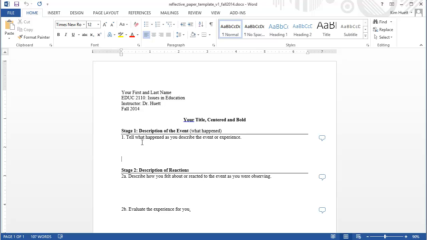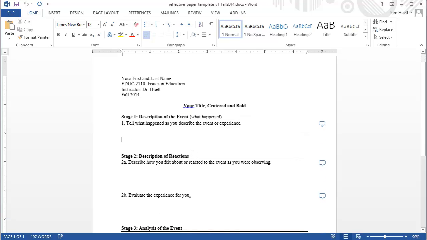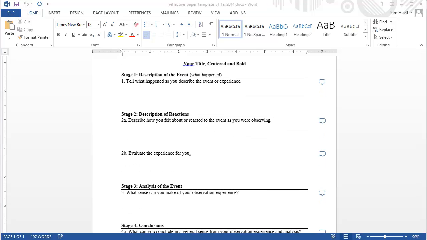Let's see. I would say maybe give this about a page. That's probably enough. I really think it can get insane if you go on. If you want to go past a page, that's fine. 1 to 2 pages. I went ahead and typed that in there, and I'm going to re-upload this in a minute. By the time you get it, it'll say how many pages. The description of your reactions to what happened: describe how you felt about or reacted to the event as you were observing. That's one aspect, and then evaluate the experience for you. That's another.